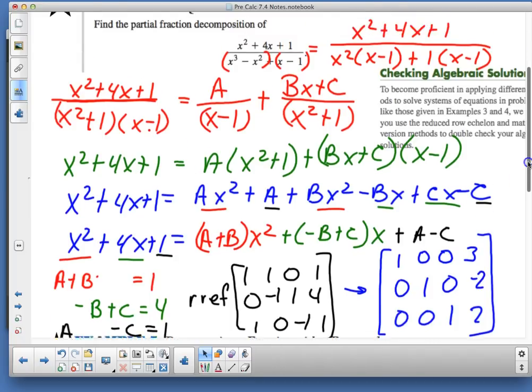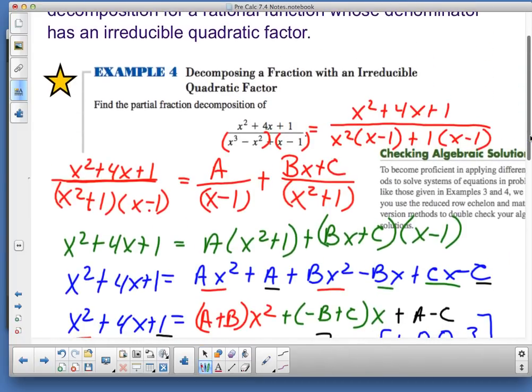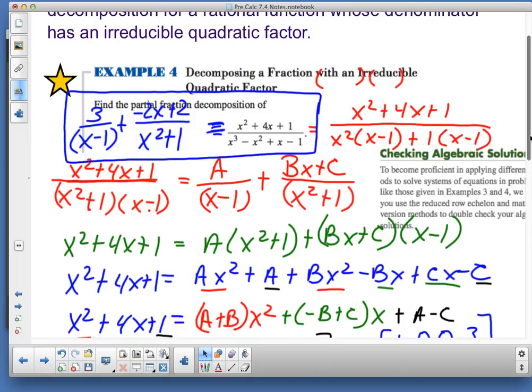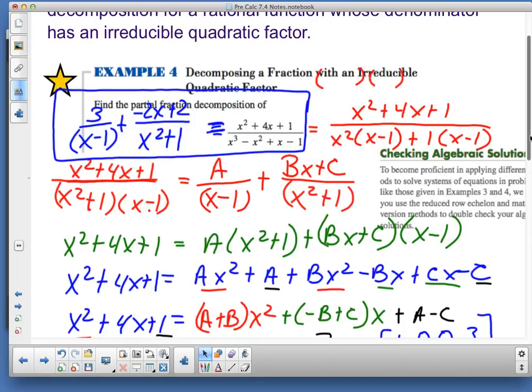So when I write my solution on top, I will have an A of 3 over x minus 1, plus my B, which is negative 2, so negative 2x plus 2, which is C, over x squared plus 1, which is equal to the original function all set up. So that's my solution to this decomposition.